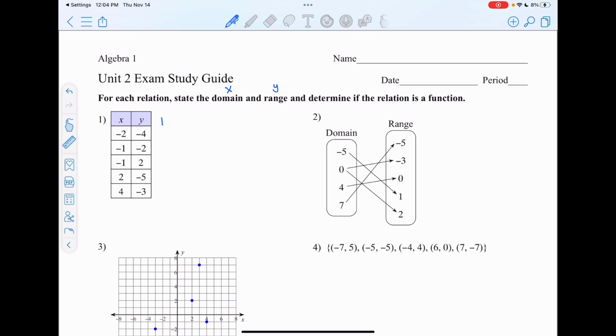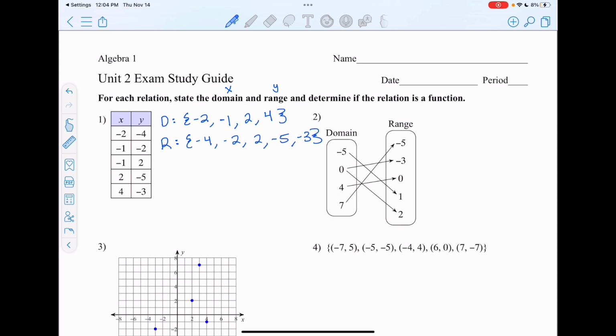So for number 1, in my domain, I have -2, -1. Even though -1 repeats, I only have to write it one time. Then I have 2 and 4. Those are all of my x values, all of my inputs. And for my range, I have -4, -2, 2, -5, and -3.